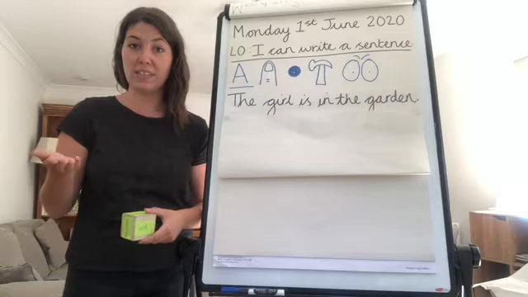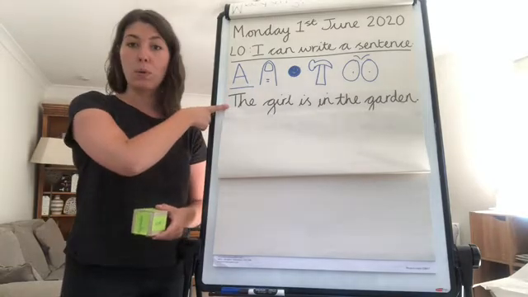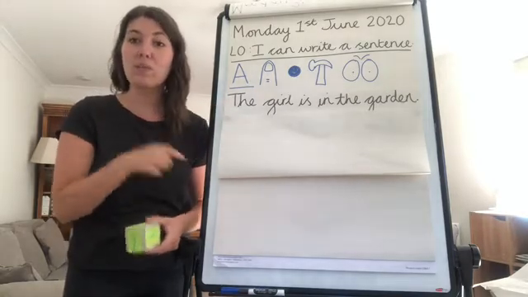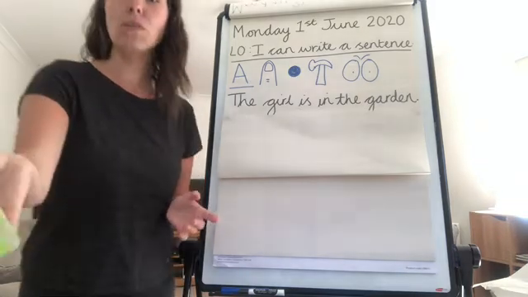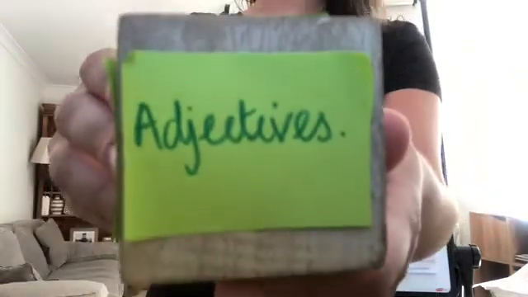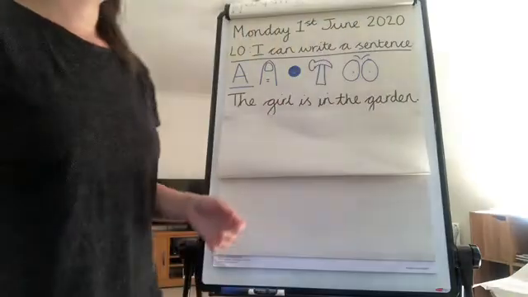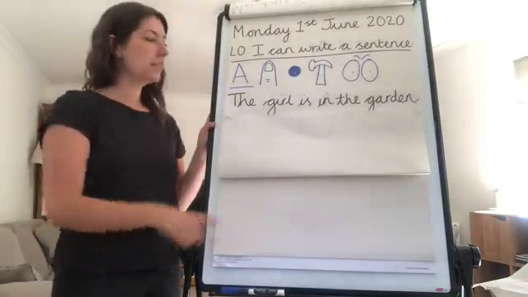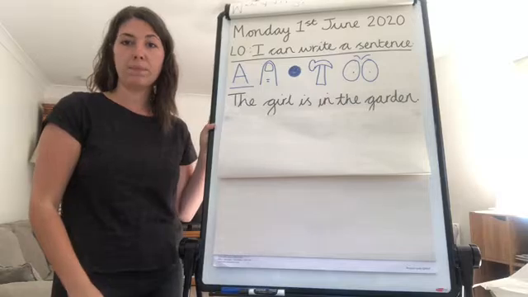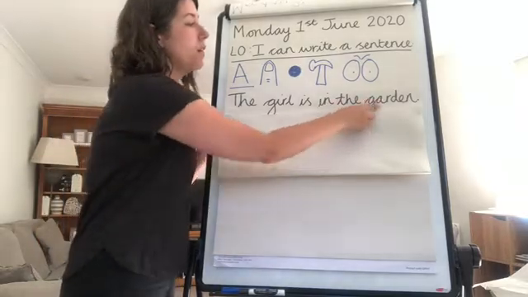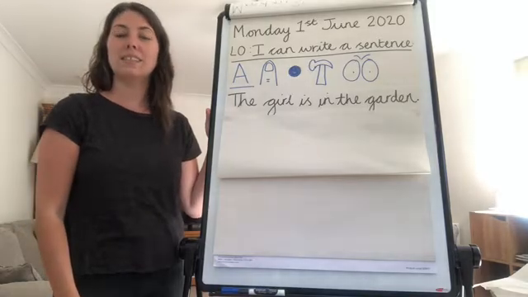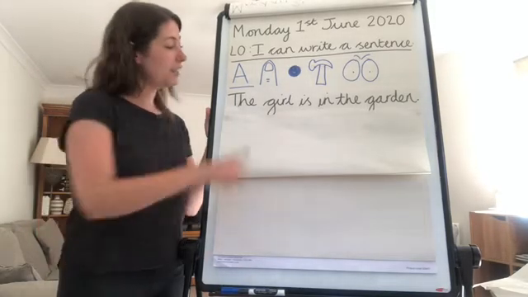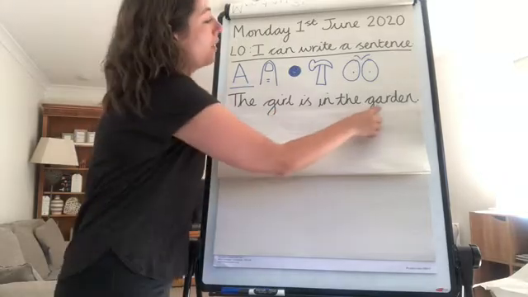When you're up-leveling a sentence, you're rewriting your simple one again, but with the new improvement. So I'm going to show you what I mean by that. So I'm going to roll the die, and I have rolled adjectives. Adjectives are describing words. Now, in my sentence, I could describe 2 things. The girl is in the garden. What 2 things could I describe in that sentence? That's right, I could describe the girl. I could also describe the garden.